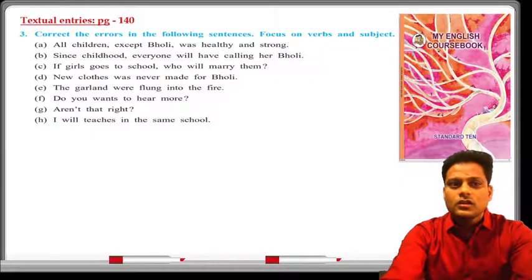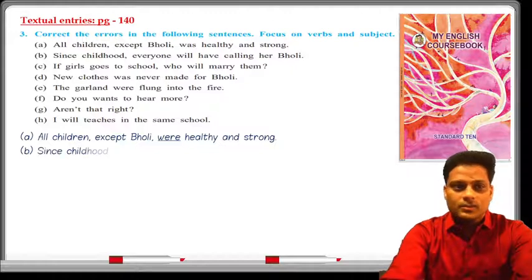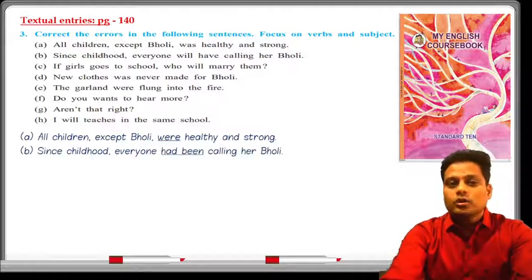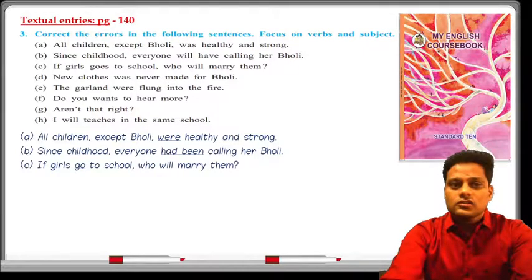So here is the first one. They say, all children except Bholi was healthy and strong. The correct thing should be, all children except Bholi were. Is it not? How can it be was? You're talking about children, it's plural, right? That's a mistake. The second one, since childhood, everyone will have calling her. No. Since childhood, everyone had been calling her Bholi, right? Third one, if girls goes to school. No, if girls go to school. Girls is plural, so go to school.